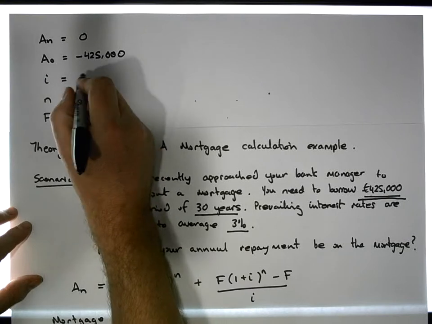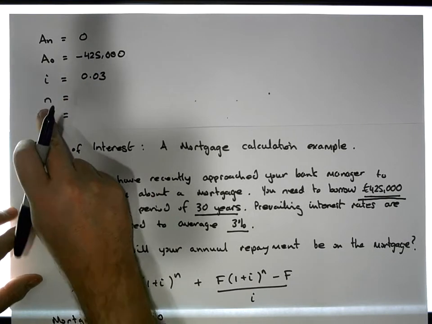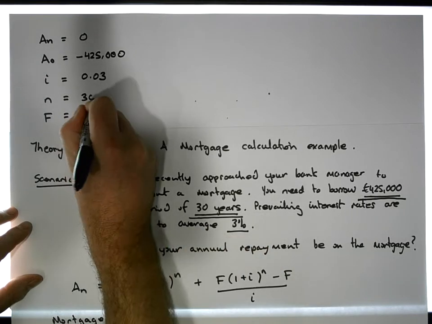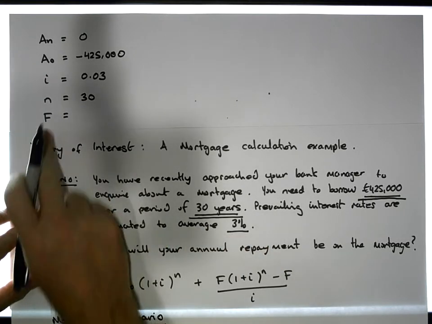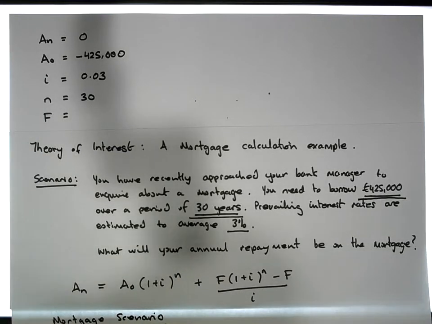In this case, I is going to be equal to 0.03. N is the duration of the mortgage. In this case, N is going to be equal to 30 for 30 years. And F is what we want to calculate, which is your annual repayment. So we don't know what F is, so we need to calculate F.